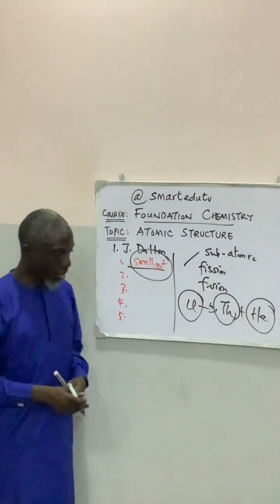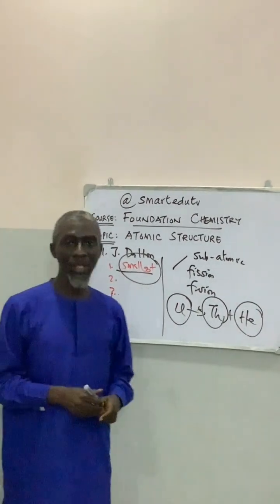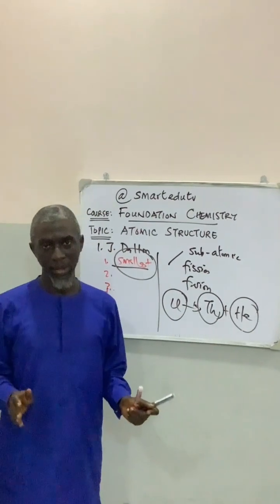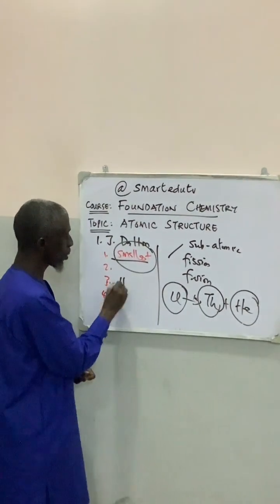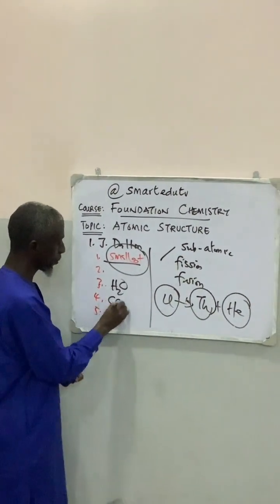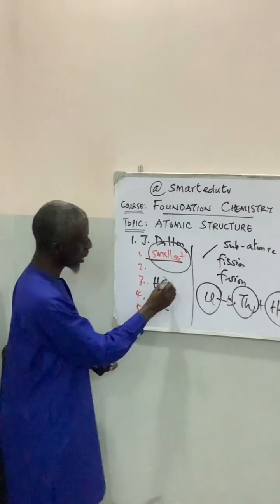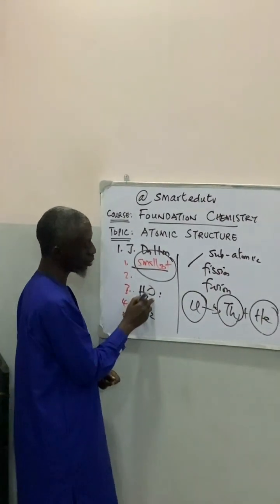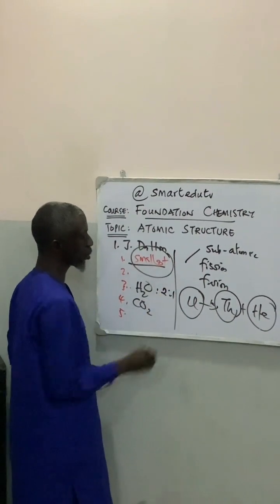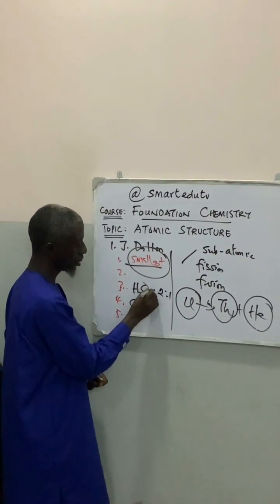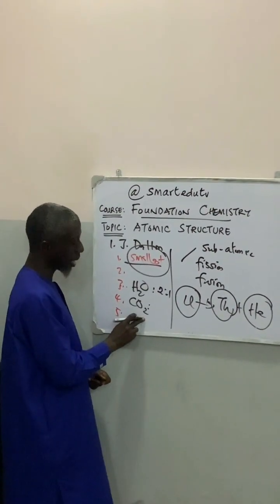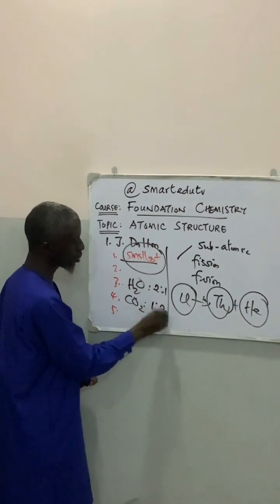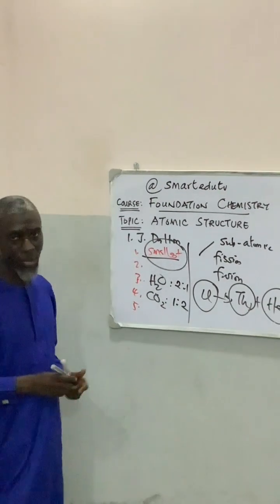Then the other one that says atoms combine in smallest whole number. So such as when we have water, we have CO2. So let's look at the ratio. You can say hydrogen combines with oxygen in the ratio 2:1. Likewise, in carbon dioxide, we see it as ratio 1:2 between carbon and oxygen.